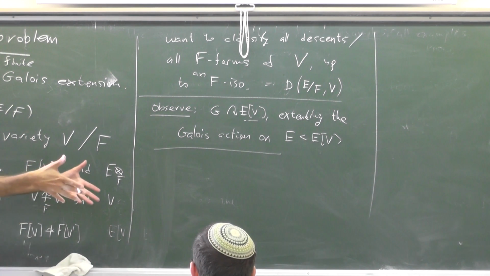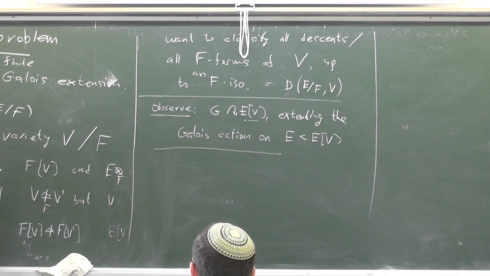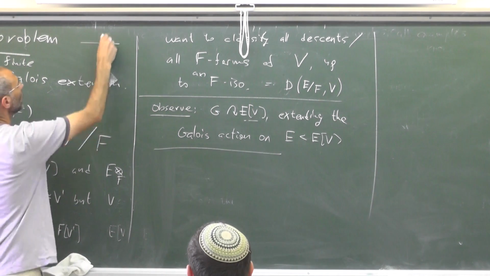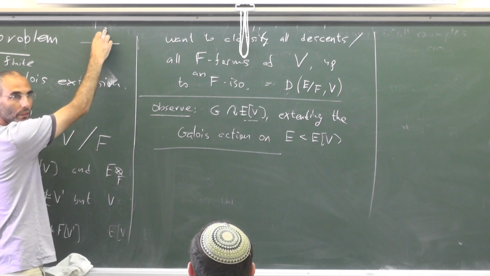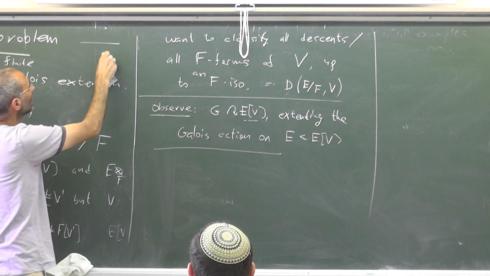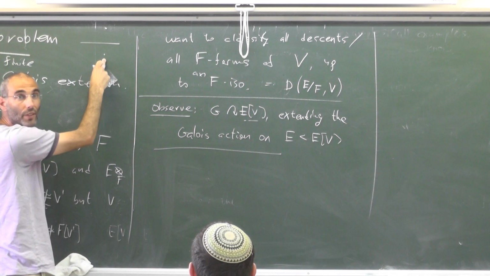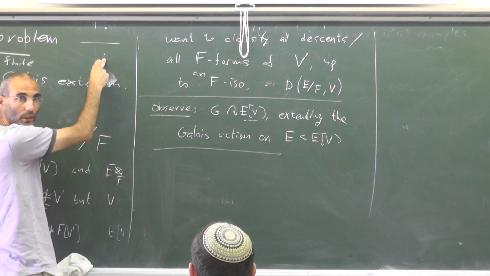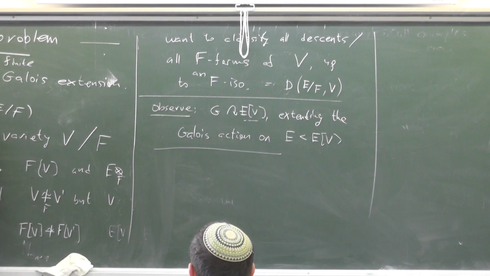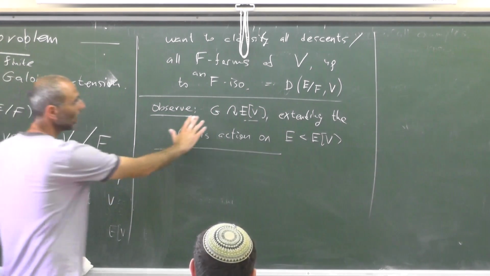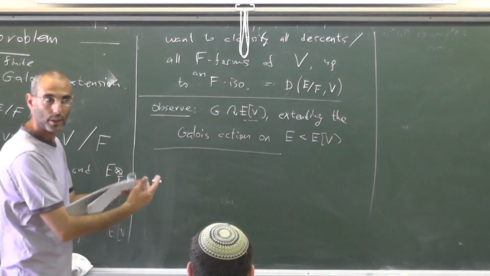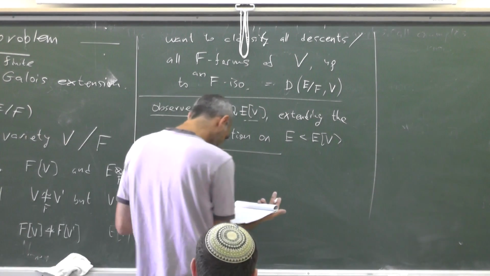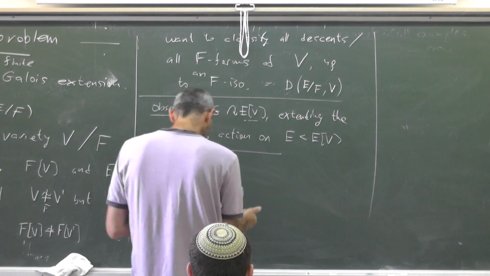Maybe if you take in the complex plane this point as your variety, its image under conjugation will be another point. The variety is not stable under the action. Okay? Somehow the fact that I took to begin with an F variety guarantees that I do have such an action. Okay, so I guess I emphasize this enough.